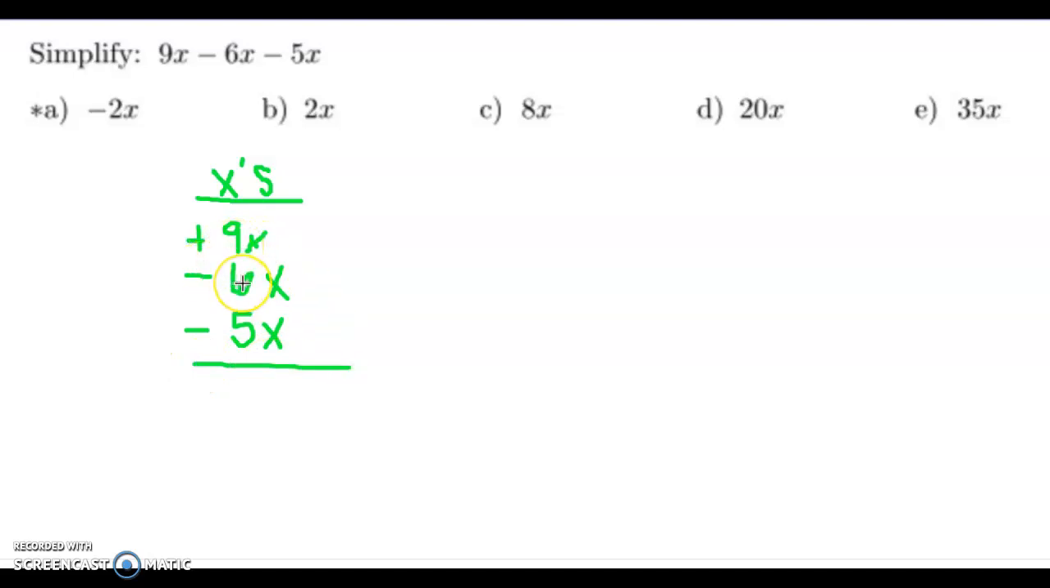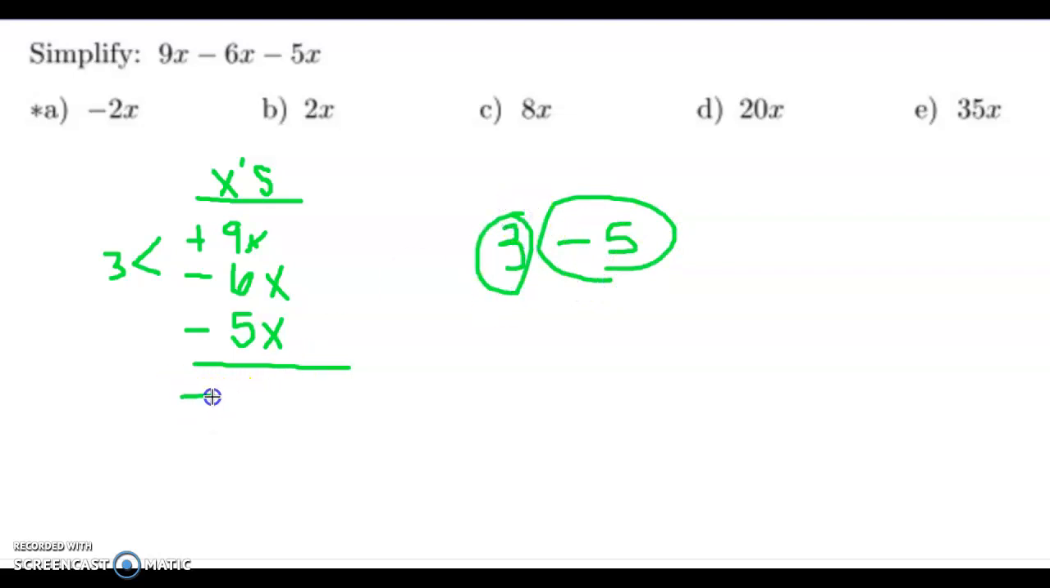I have 9 minus 6. That I can do right away. 9 minus 6 is 3. But if I have 3 x's, because this right here is 3, and I'm now going to subtract 5, remember, if I have 3 minus 5, I have more negatives than positives, so my answer is going to be negative.